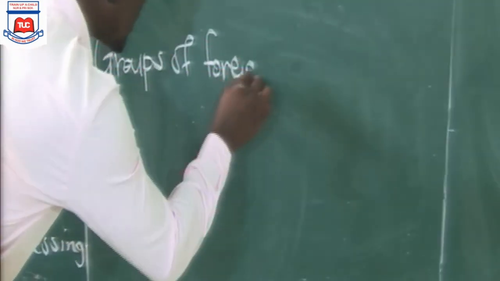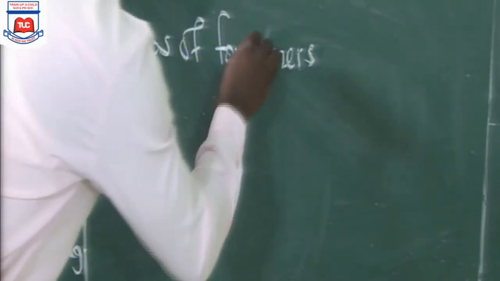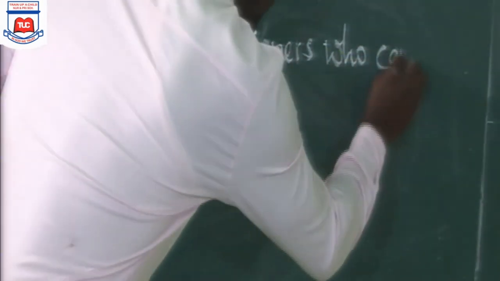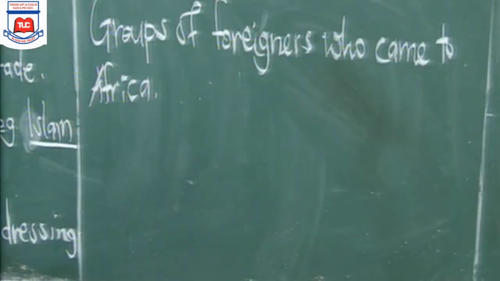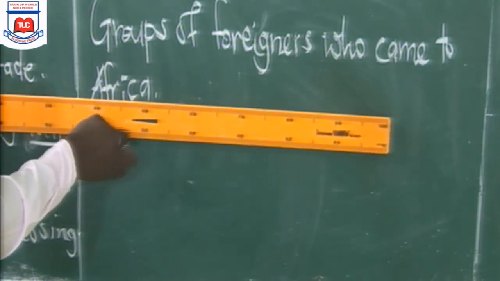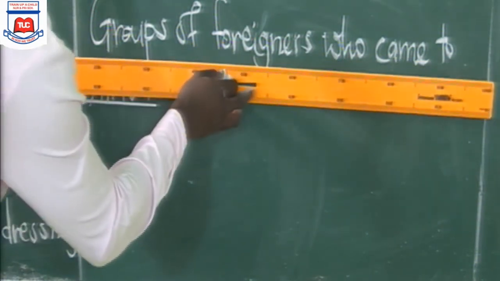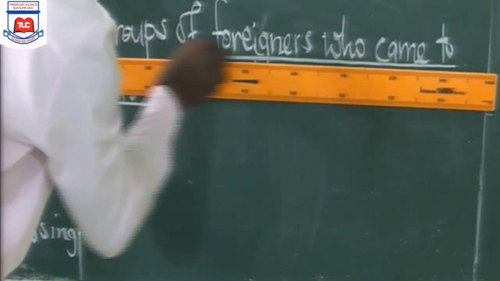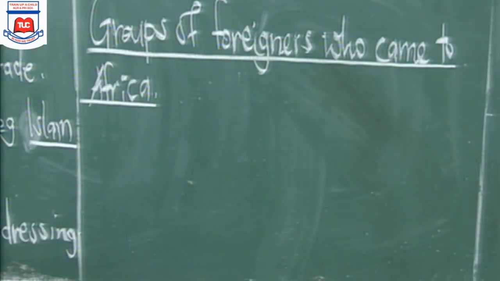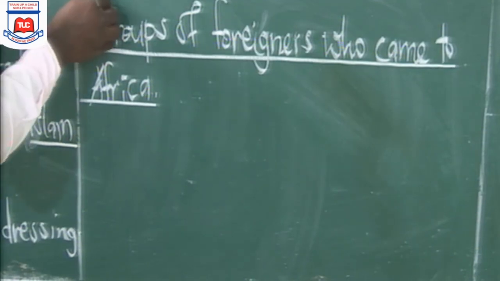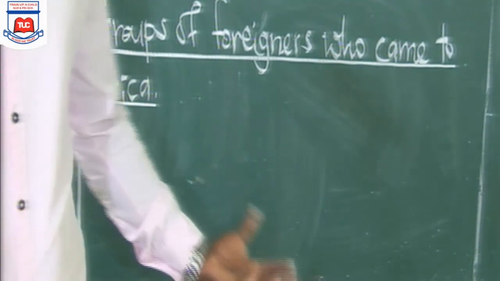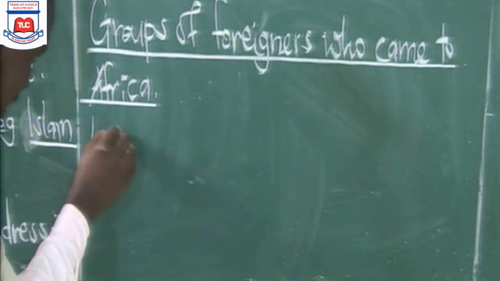Groups of foreigners that came to Africa. So here we are going to share who these foreigners were who came to Africa. This is something which is not new. We learned about this in the lower classes. So we shall be having groups like one.